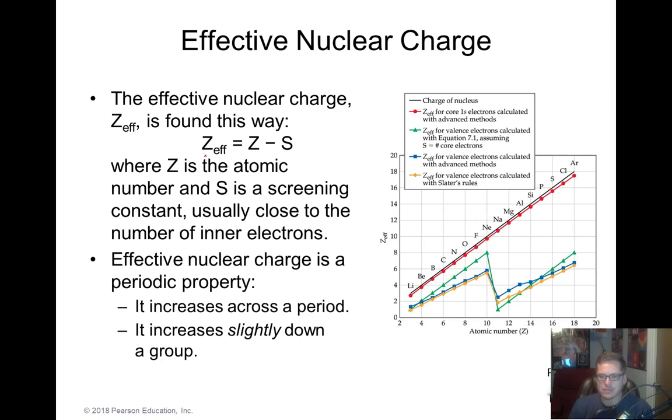Remember, capital Z almost always means protons, or the atomic number. So Z effective is equal to Z, the number of protons, minus S, the shielding electrons, or the screening constant. Really, you're thinking about the number of core electrons. That's your S value. Generally in our case, you can just take the number of core electrons to be the number of electrons of the noble gas before it.